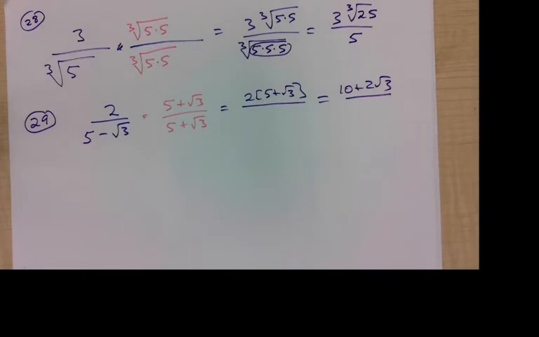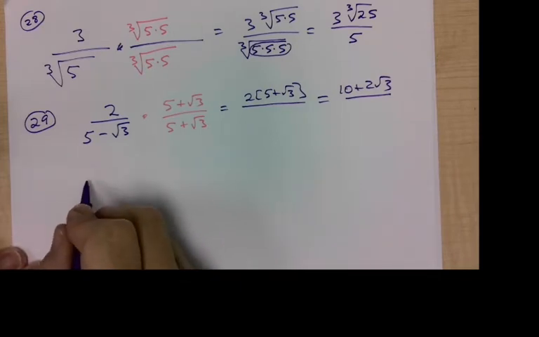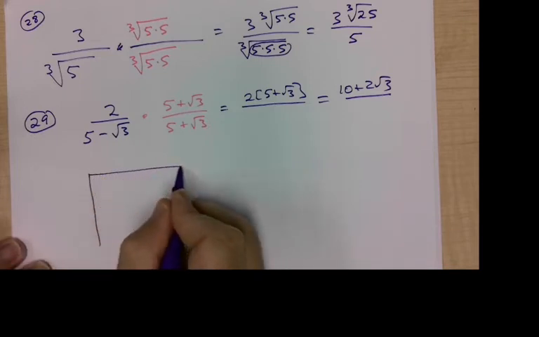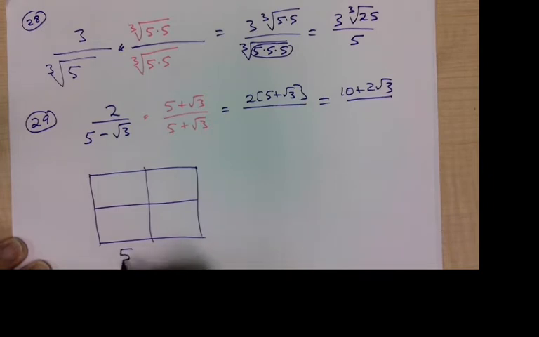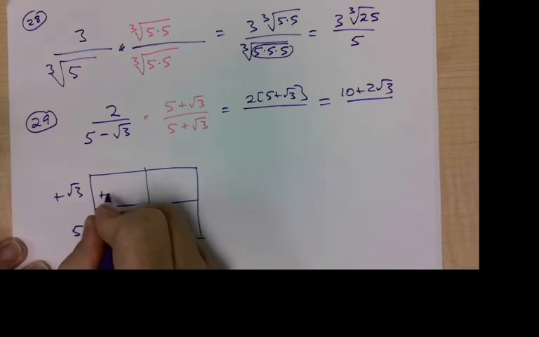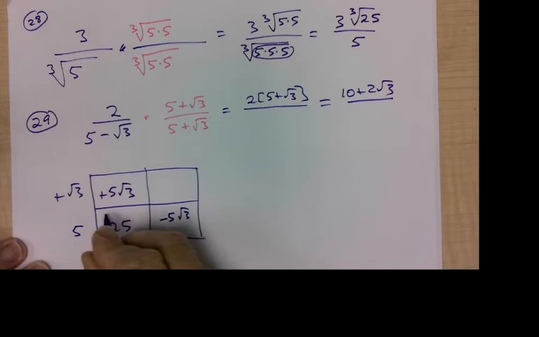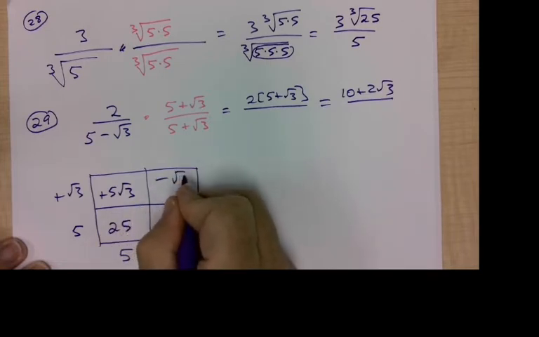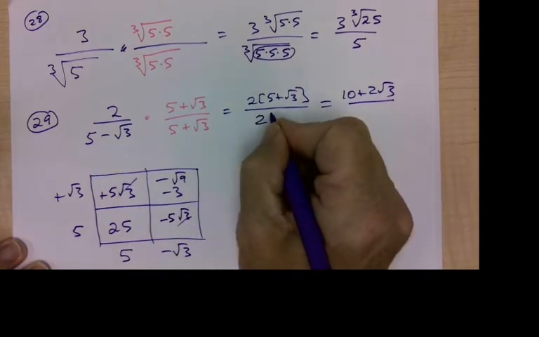On the bottom, I have 5 minus root 3 times 5 plus root 3. Let's use the multiplication box to see how that behaves. 5 minus root 3 times 5 plus root 3. 5 times 5 is 25 plus 5 root 3. Minus 5 root 3, you'll notice those go away. Plus minus minus root 9, which is minus 3. Add all this together, those go. 25 minus 3 is just 22.